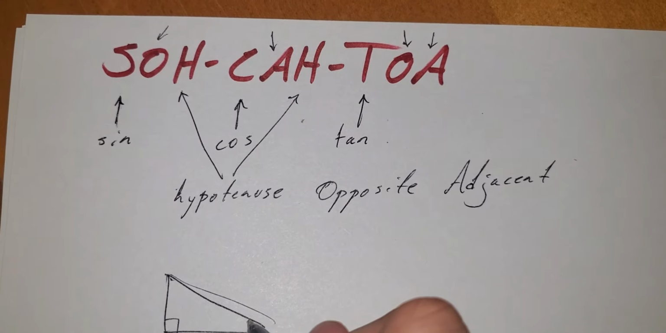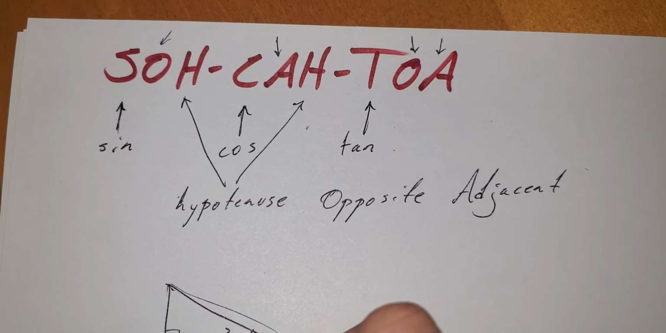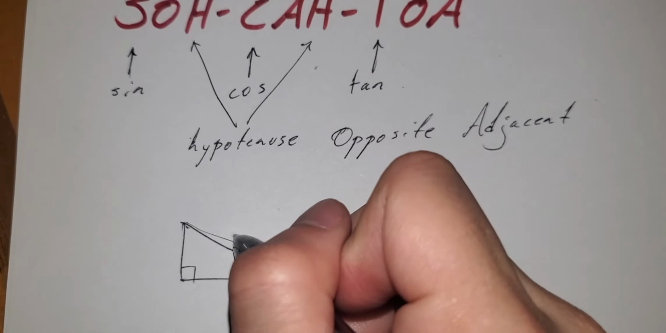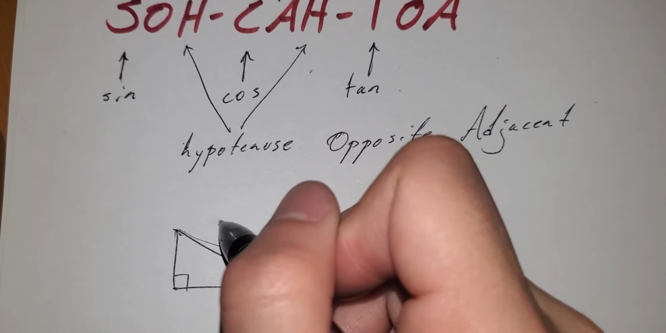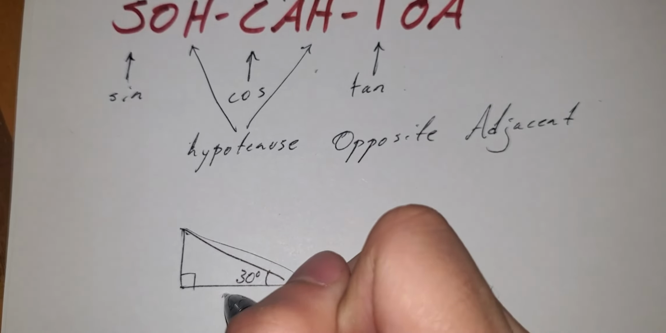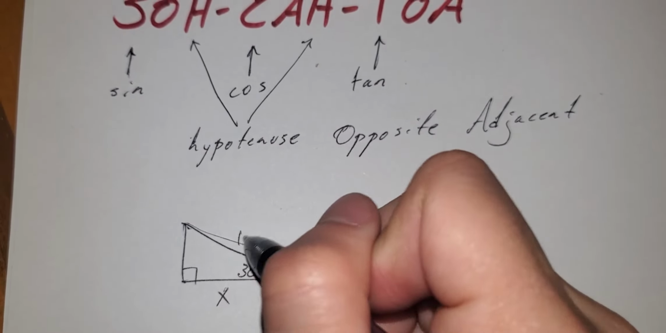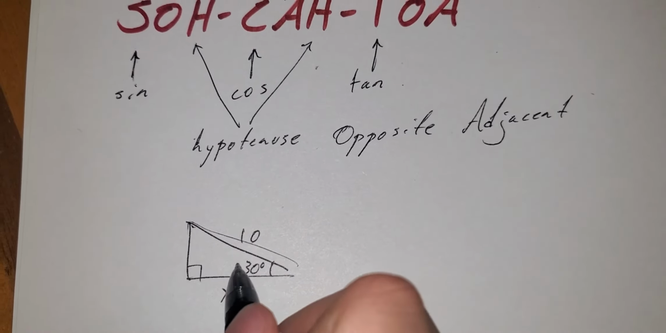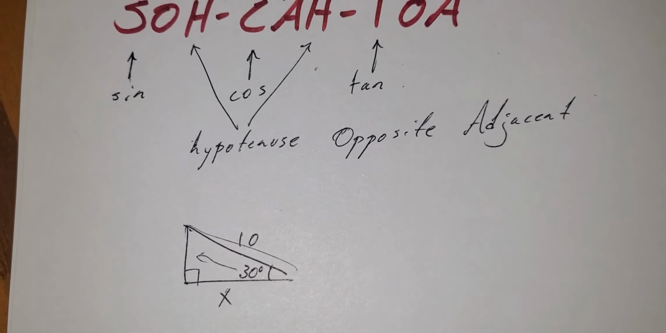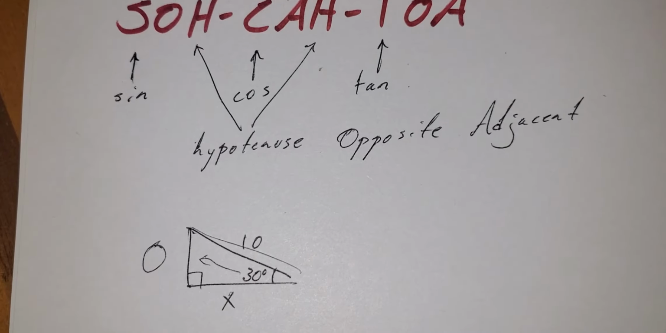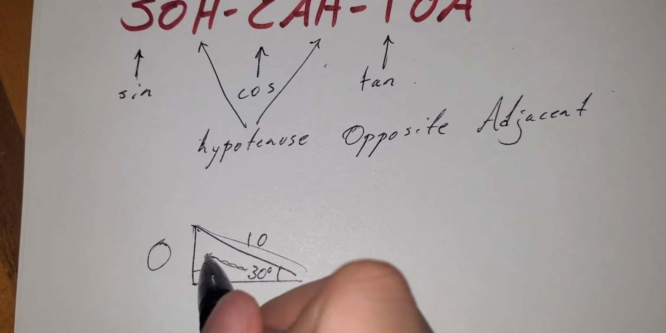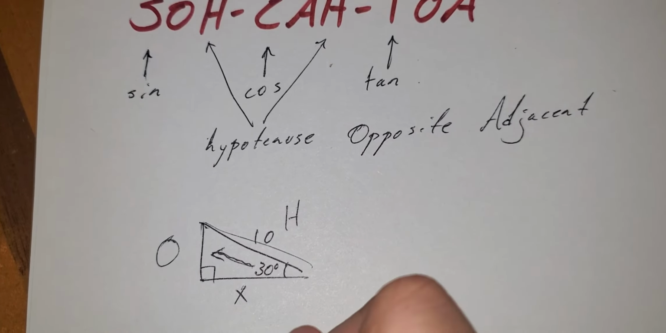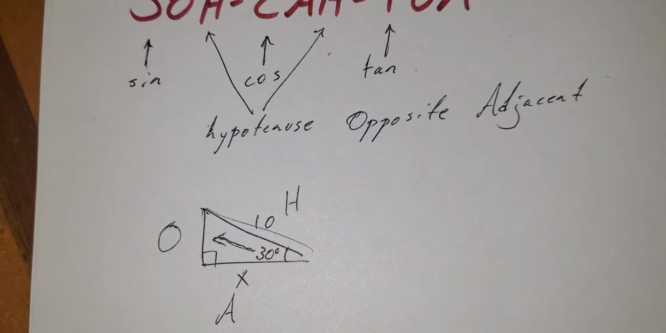So I'm going to give you this angle to be 30 degrees, this side length to be X, and this one to be 10. In here, this side, right across the angle, would be our opposite. The longest side is always the hypotenuse, and so this is our adjacent side.